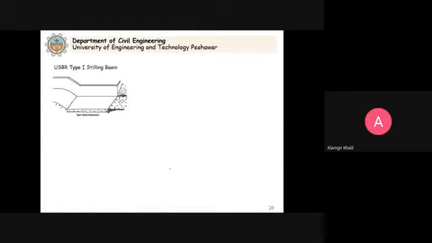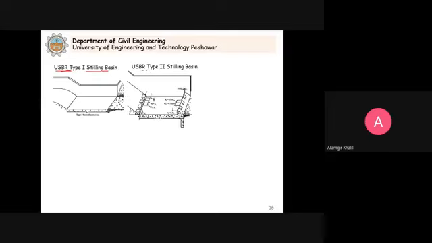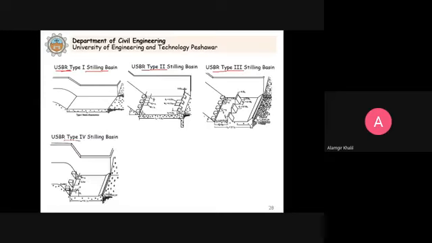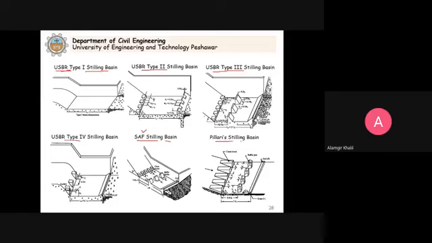Now USBR has developed different types of stilling basin. You can study the documents available on the internet. They developed different types for different hydraulic structures depending on the flow conditions. So you can see here, this is the USBR type 2 stilling basin, USBR type 3 stilling basin, this is type 4, and so on. We have this known as the SAF stilling basin. This is St. Anthony Falls hydraulics lab at the University of Minnesota. They conducted experiments and developed what is known as the SAF stilling basin and Peterka's stilling basin. Clear? So we have different designs of these stilling basins.